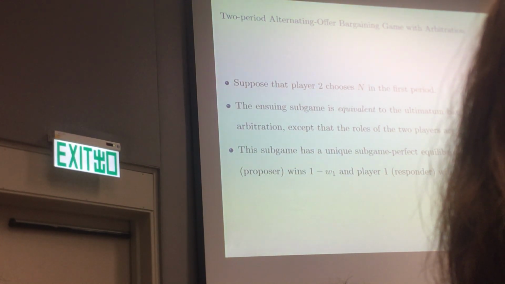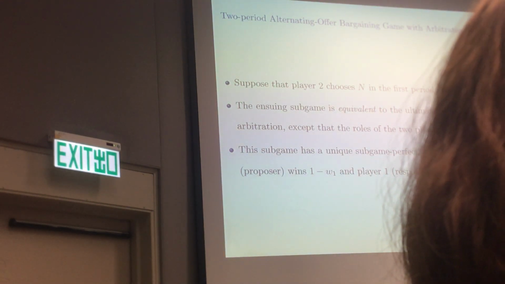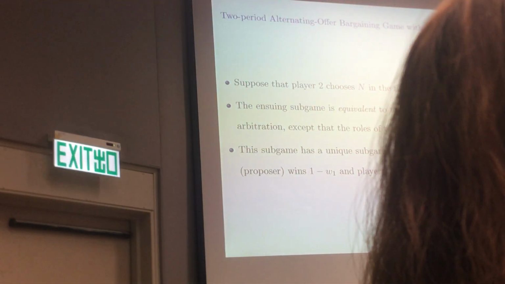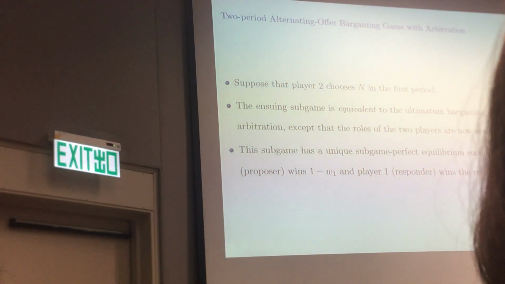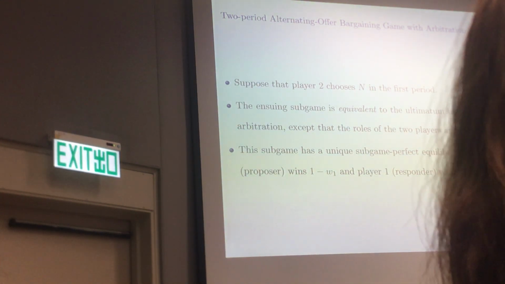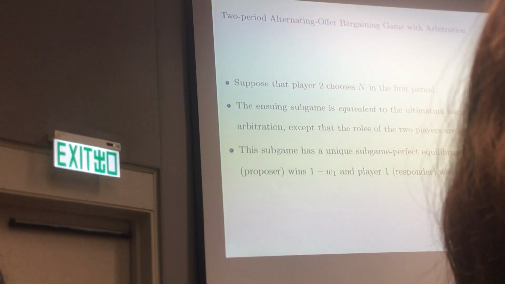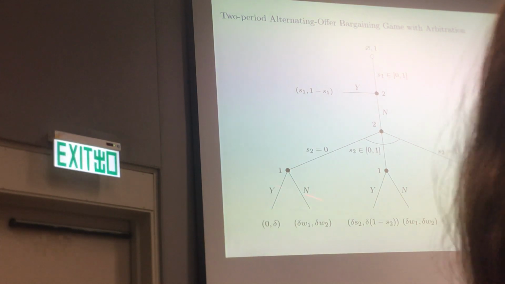But we are not going to really go to the end of the game. We first look at what happens if player 2 says no in the first period. Then player 1 and player 2 have to play an ultimatum bargaining game with arbitration, right? If we have any equilibrium, then that equilibrium has to also be a subgame perfect equilibrium for that subgame, right?